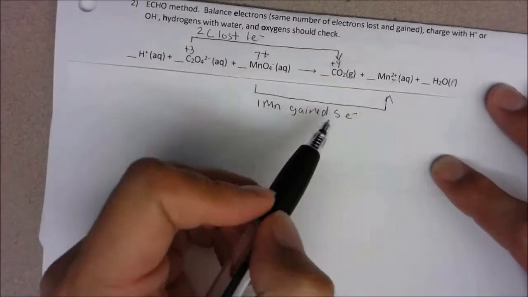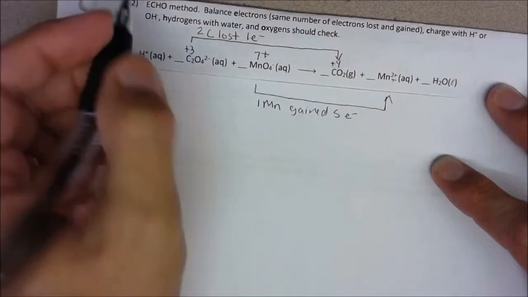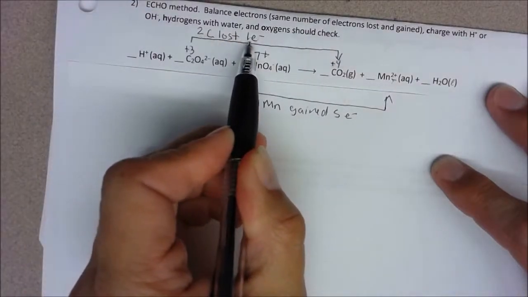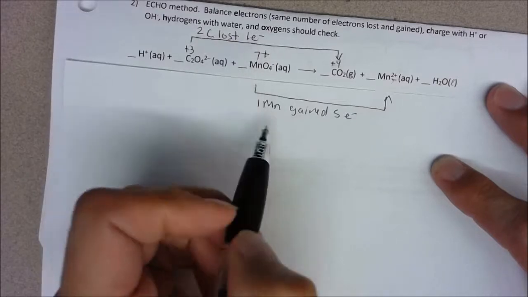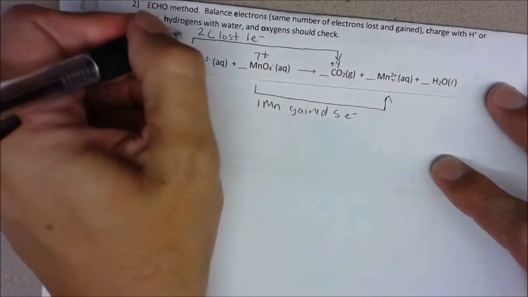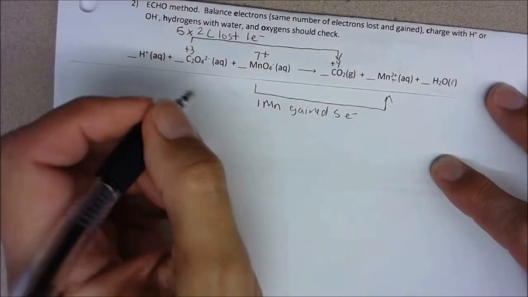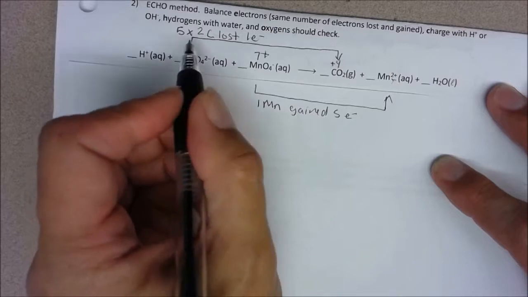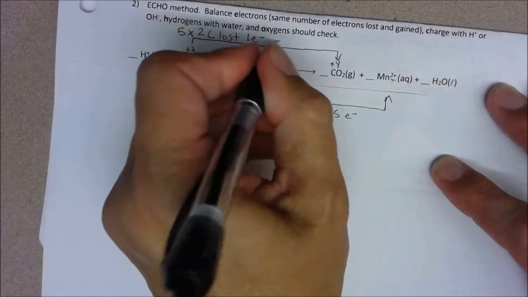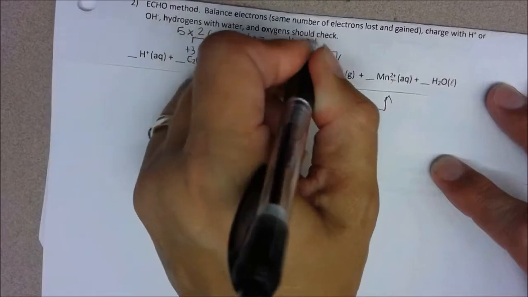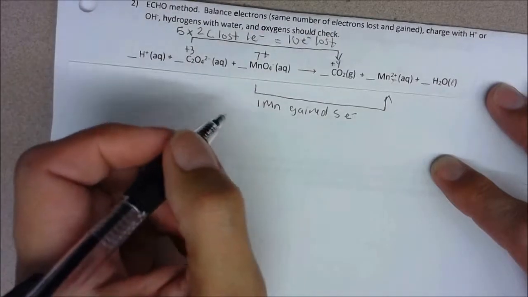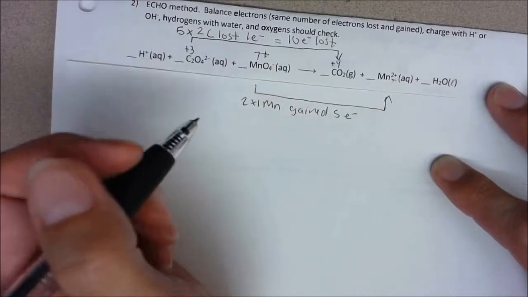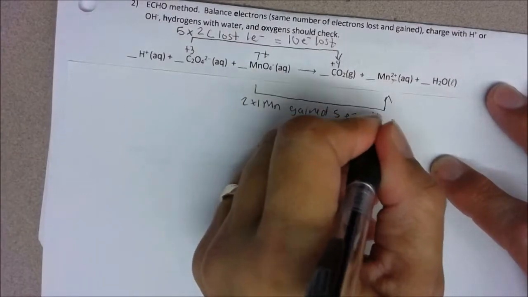The easiest way to do this is to cross multiply. So we have 2 carbons that each lost 1, so that was 2 electrons lost, and we had 5 gained. The easiest way to rectify that is to cross multiply. So if we have 5 oxalates with 2 carbons each losing 1, we have 10 electrons lost. To balance that, we need 2 manganese atoms gaining 5 electrons, so we have 10 electrons gained.